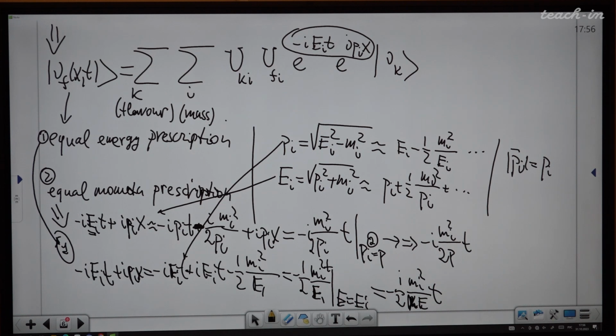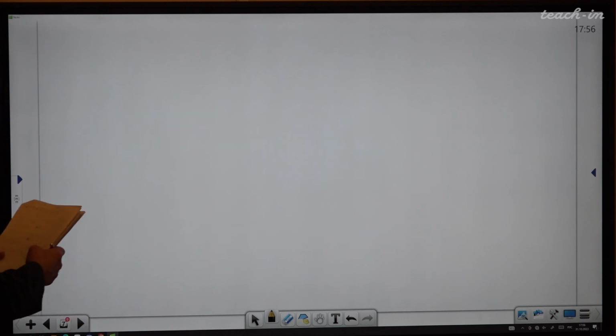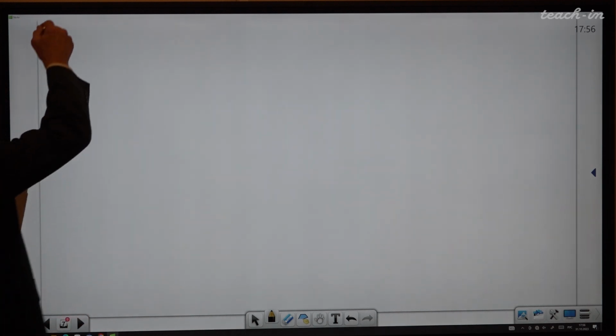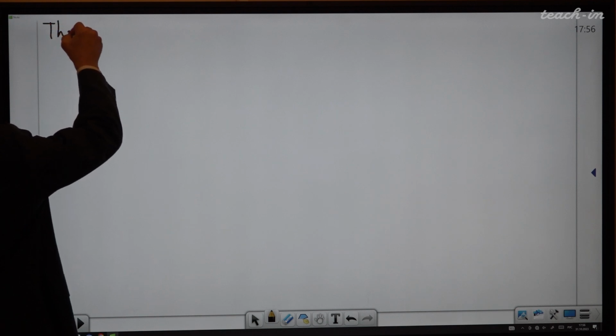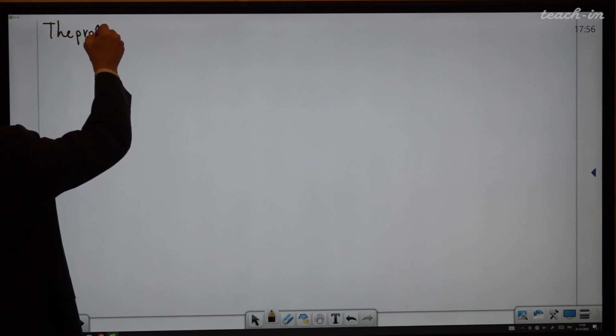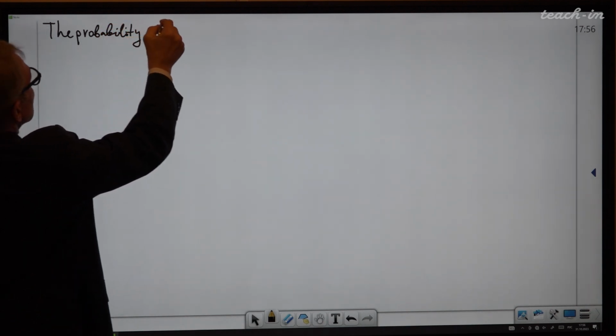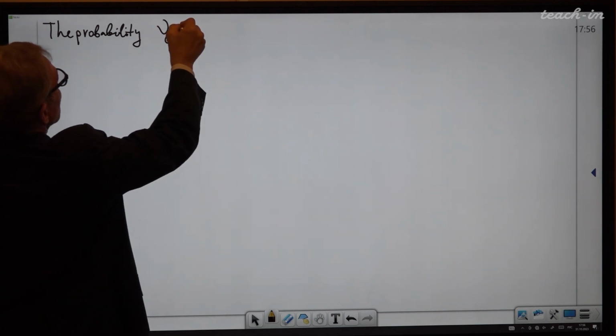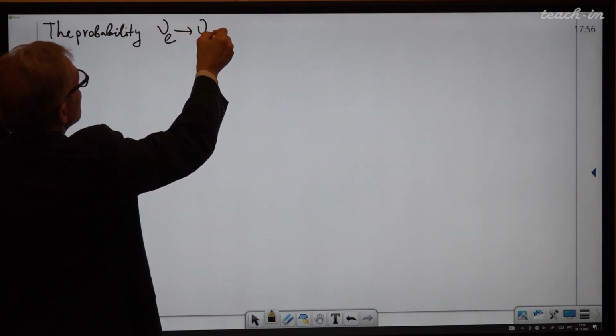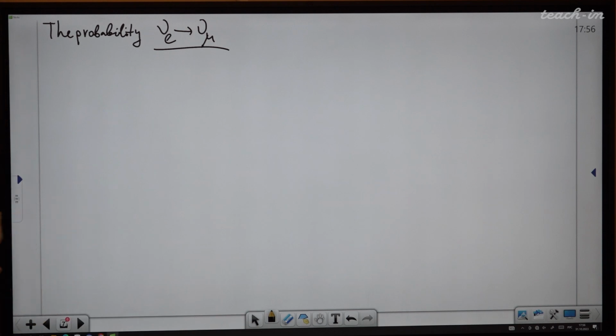The difference is simile. And now we can go further. Okay? And we can write the probability of conversion or oscillations, from one type of neutrino to another type of neutrino.